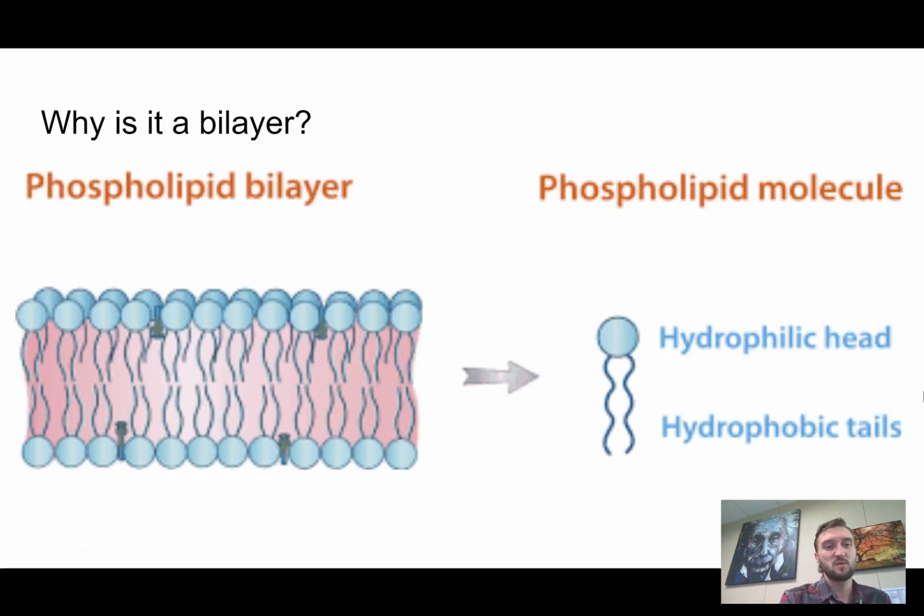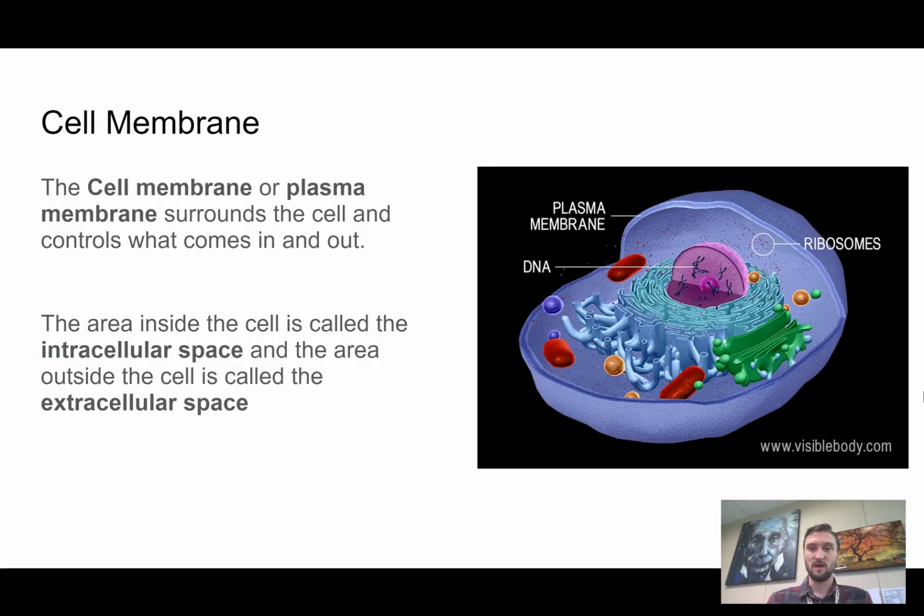And we have our same diagram here, but now we've got this question: why is it a bilayer? The reason is that it will actually spontaneously form a bilayer. It does not need any help. The reason it does this is because the hydrophilic heads are attracted to the water and the hydrophobic tails are repelled by the water. I'm going to go back to our diagram over here just for a moment. Think about what's inside the cell. It's an awful lot of water. Think about what's outside the cell. There's also an awful lot of water.